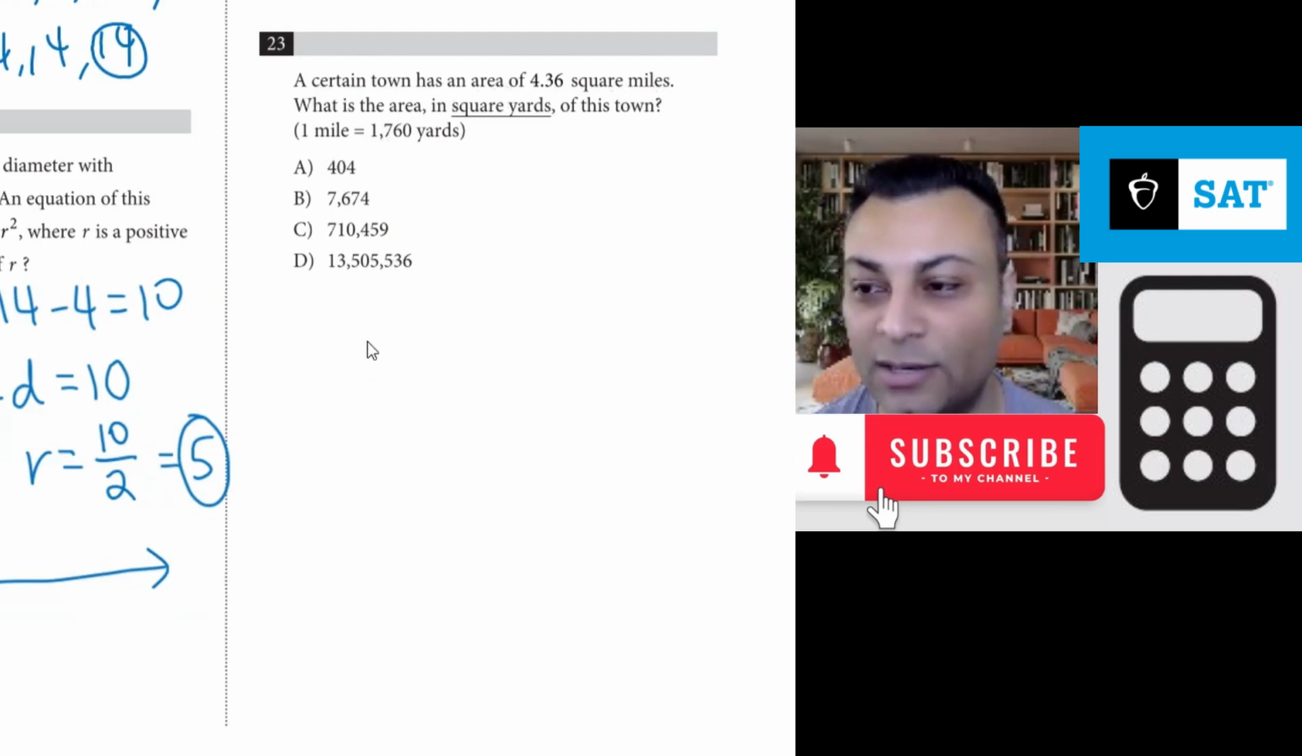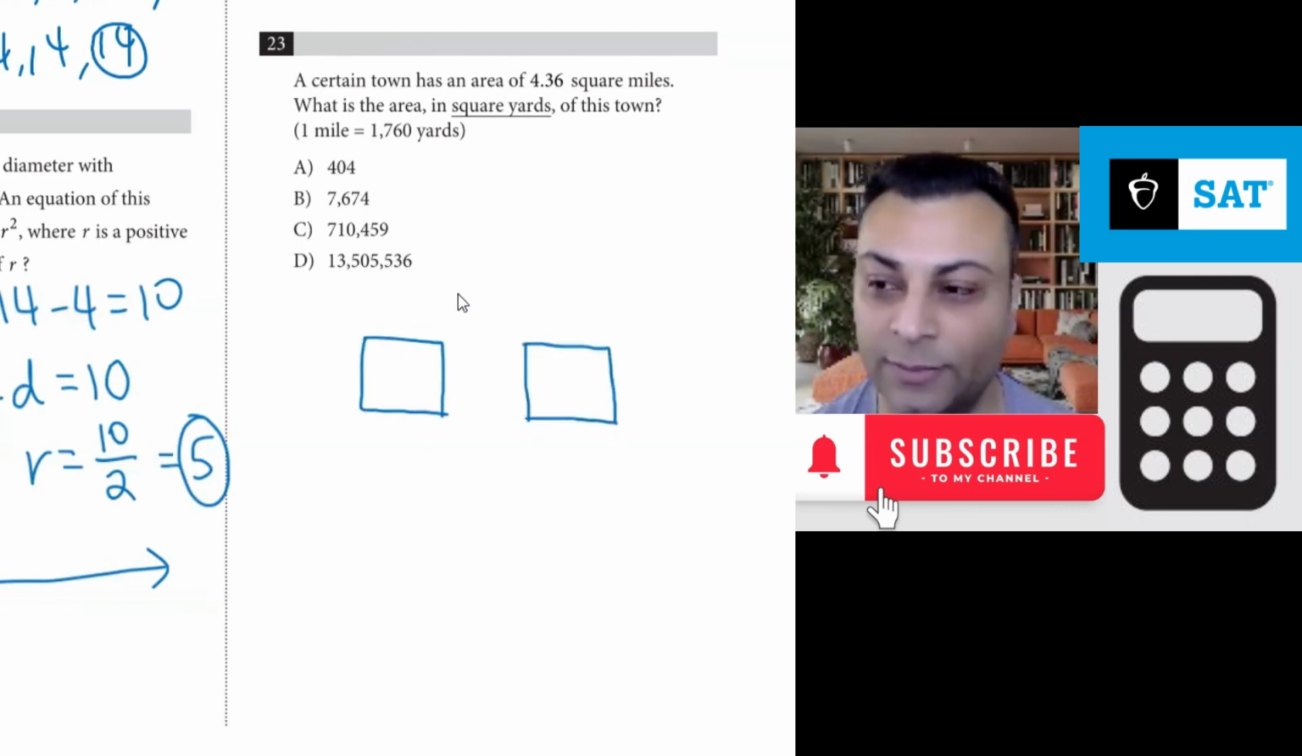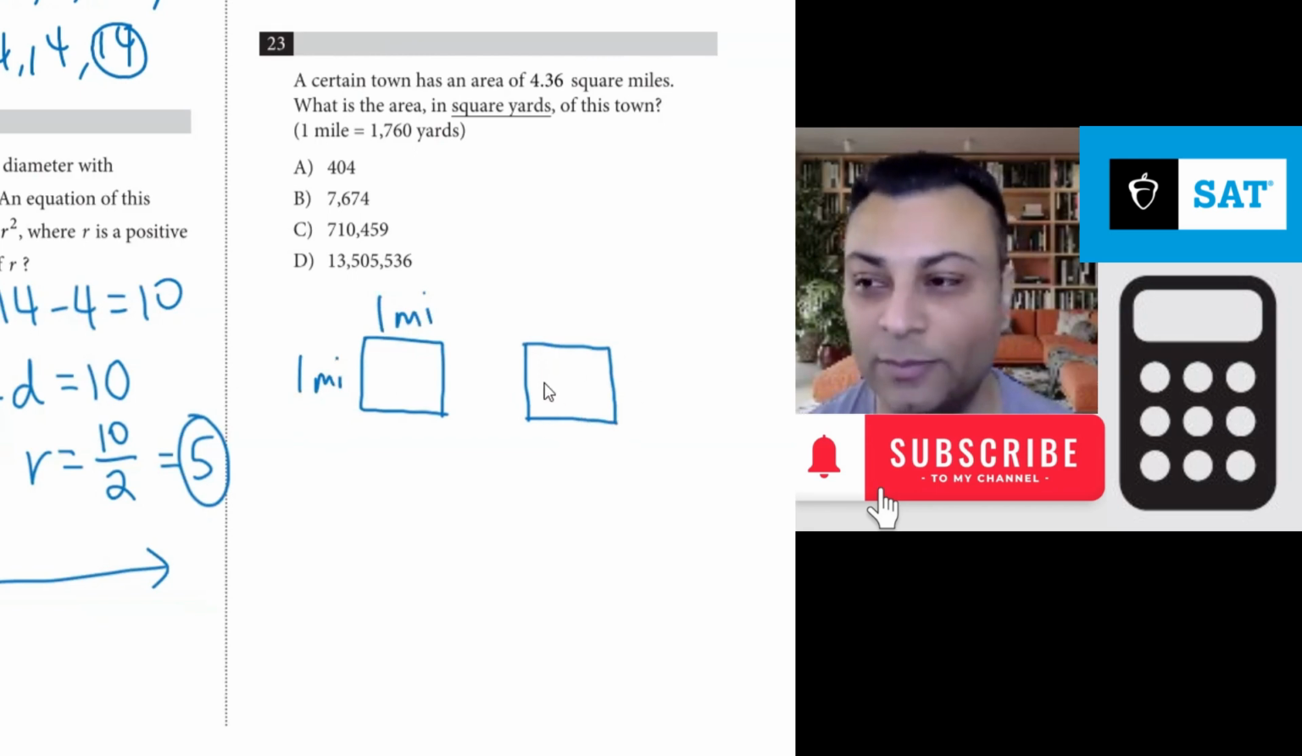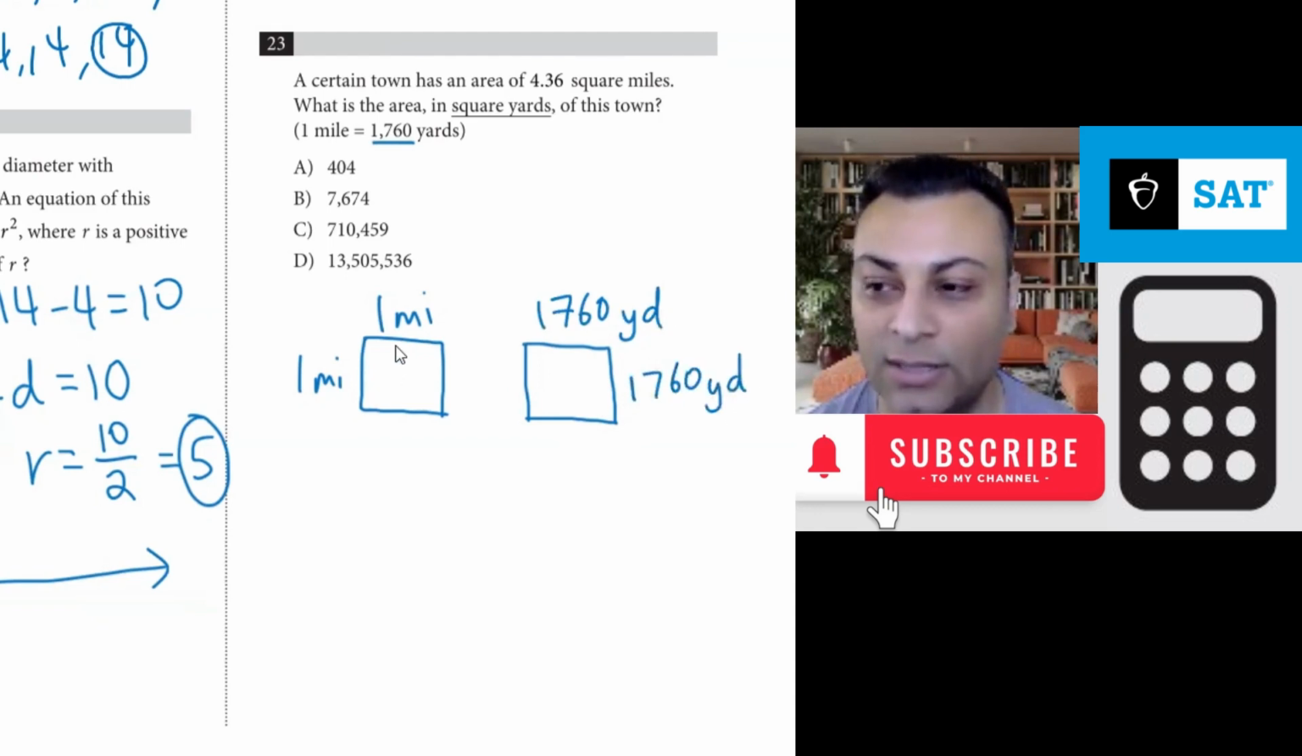So let's take a square and I'll draw an identical square here, but I'll label these a bit differently. So this is 1 mile and 1 mile. Now here I'll label the identical square in yards. 1 mile is 1,760 yards. So 1,760 yards, YD for yards, and this is also 1,760 yards. The area of this particular square is 1 times 1, which is 1 square mile, or 1 squared square mile.